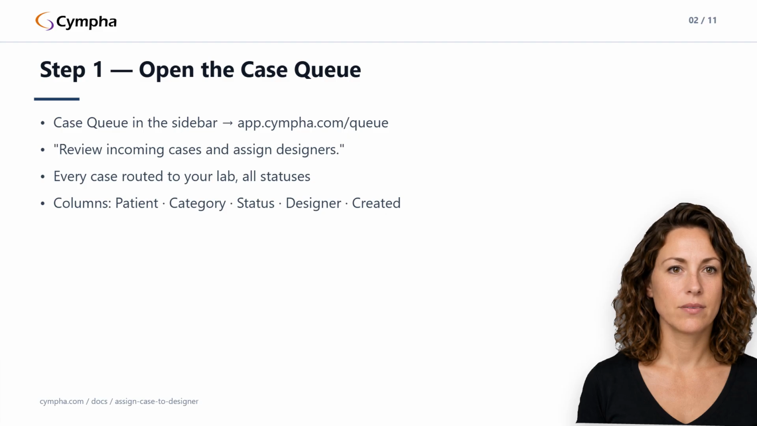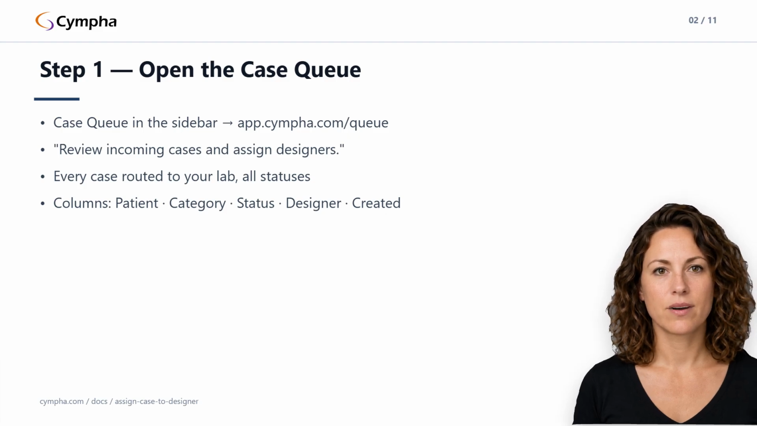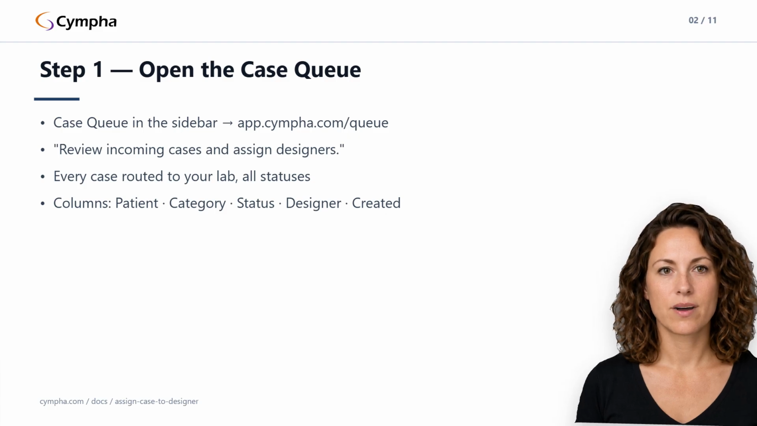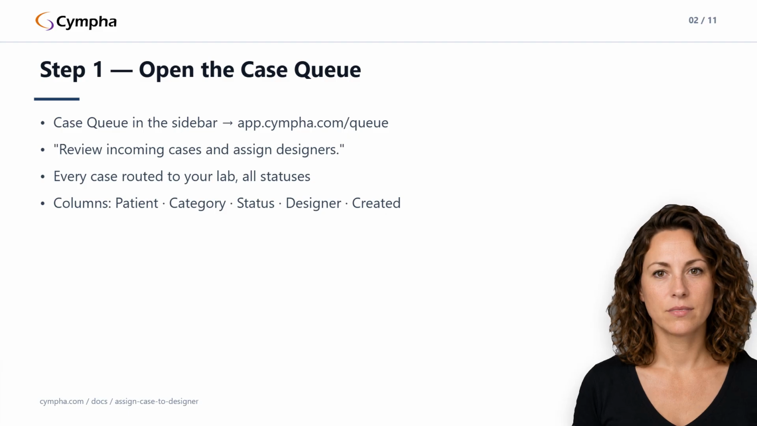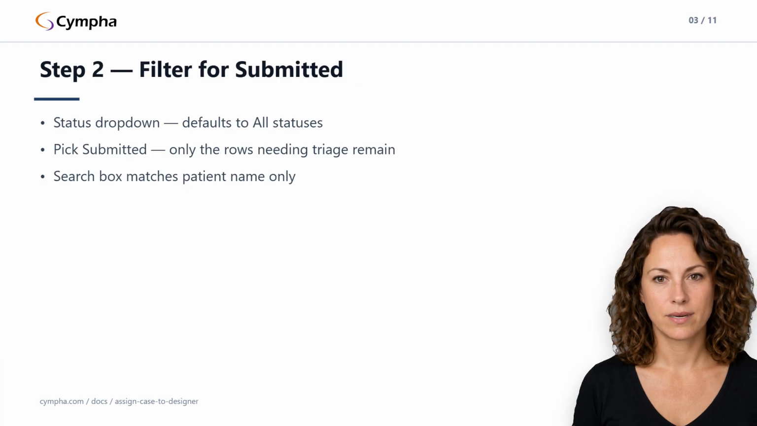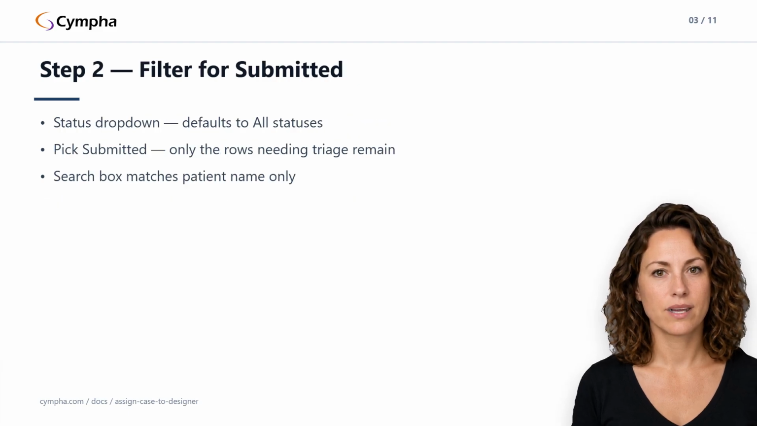The queue shows everything, but triage only cares about one slice. The filter bar at the top has a status dropdown. It defaults to all statuses, and a search box. Click the drop-down and pick Submitted. The table narrows to exactly the rows waiting on your decision, and nothing else.